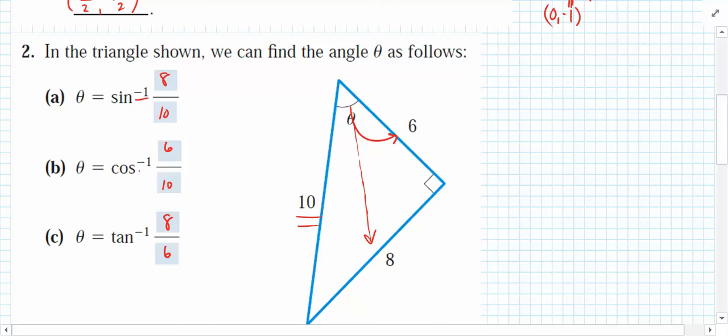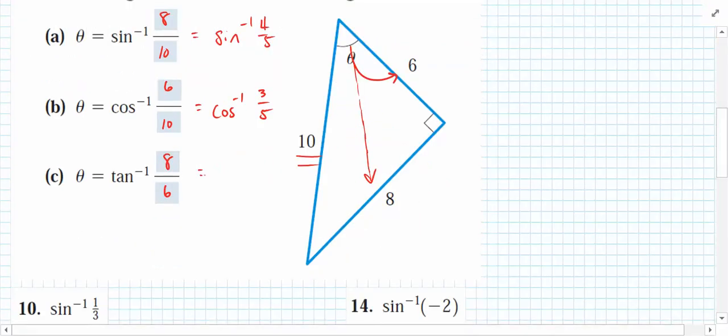These inverse functions allow us to calculate unknown angle measures, whereas our traditional trig functions allow us to calculate side lengths. Now you may also notice that these fractions can be reduced. So if you were to write a solution of sine inverse of 4/5, or cosine inverse of 3/5, or tangent inverse of 4/3, then any of these would be appropriate solutions or answers to this question as well.